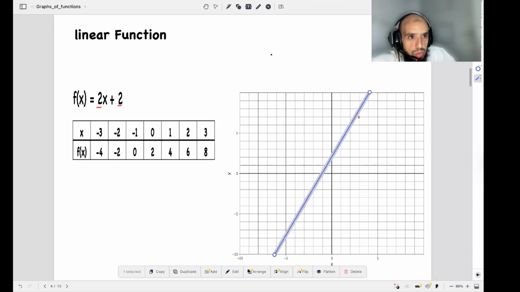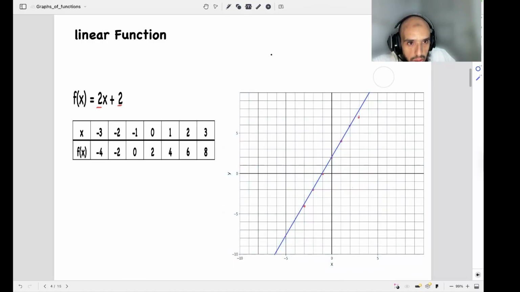Okay, so this point is wrong. It should be here. Okay. So the slope of this line is 2, and its y-intercept is 2 as well. When x is equal to 0, y equals 2.